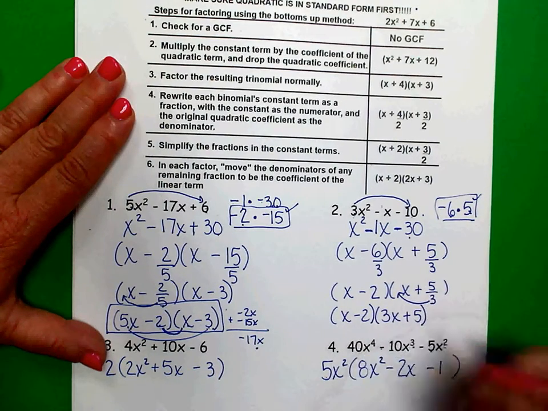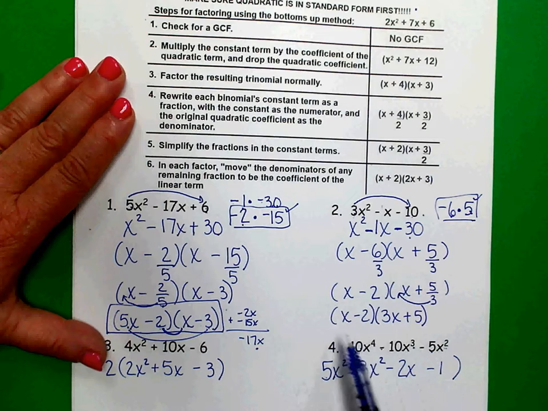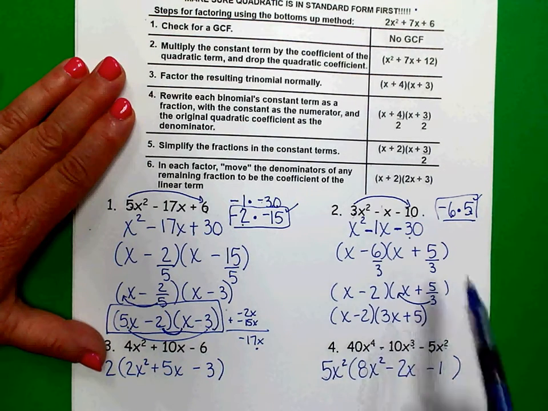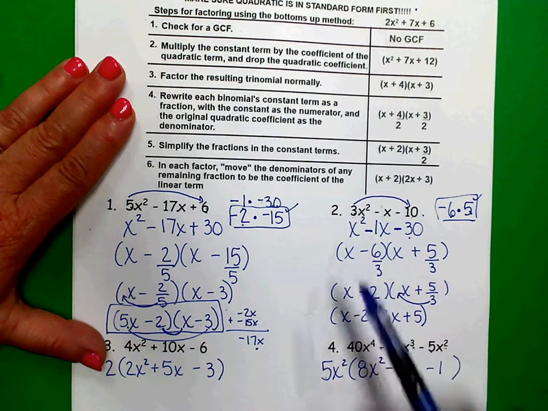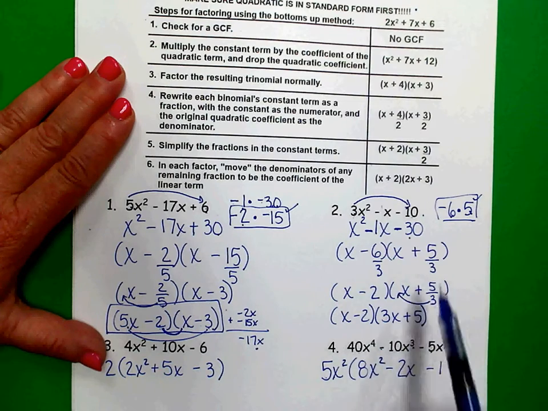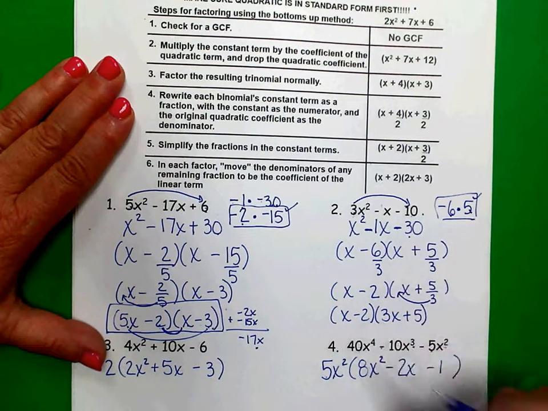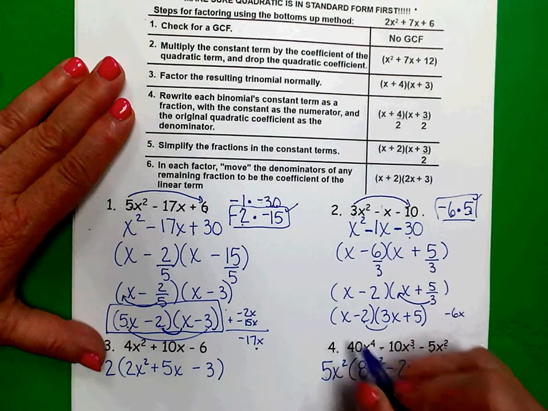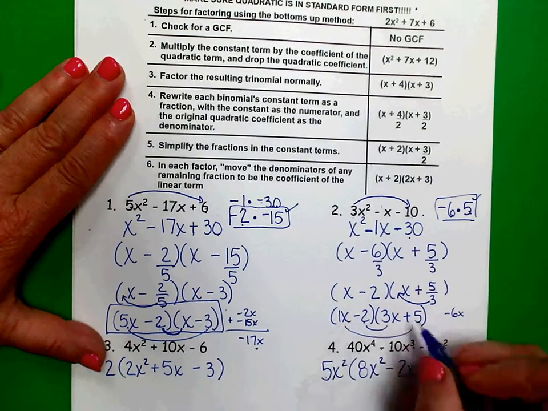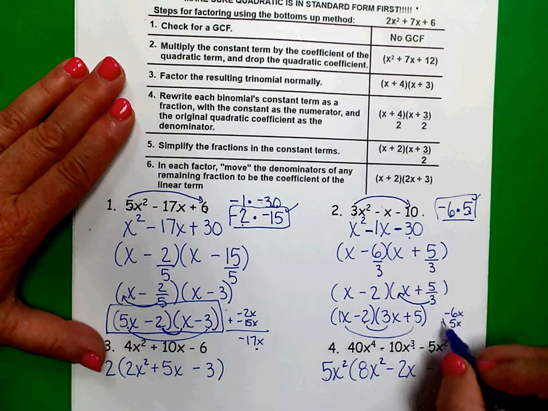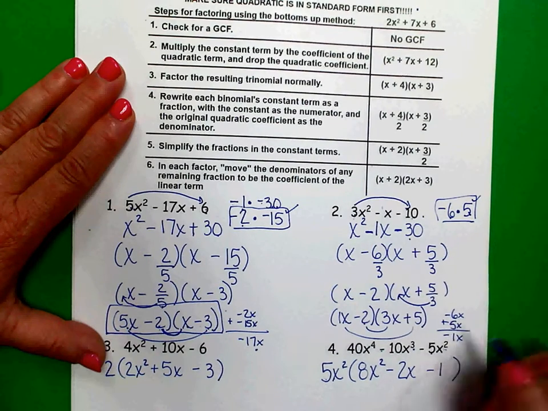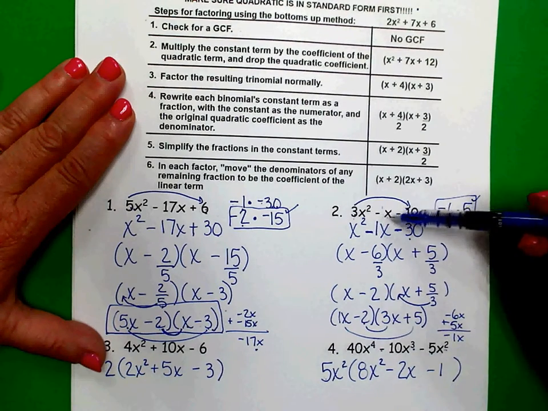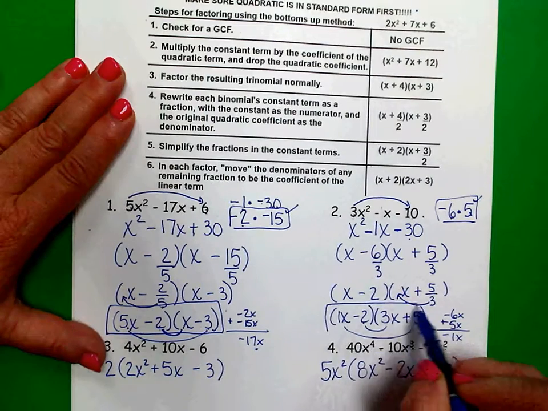And again, you can quickly check it. X times 3x is 3x squared. Negative 2 times 5 is negative 10. The middle term, negative 2 times 3x, and 1x times 5, adds up to negative 1x, which is what I had, and that tells me that this is the correct answer.